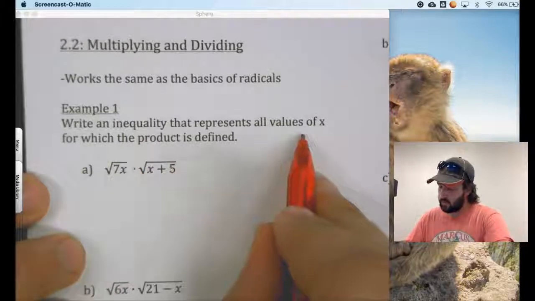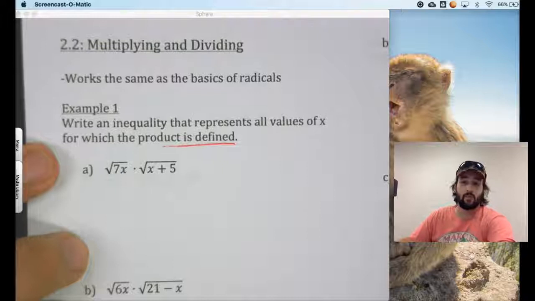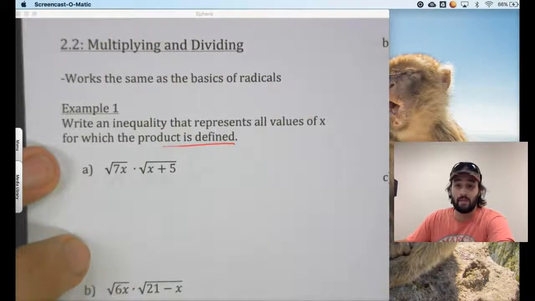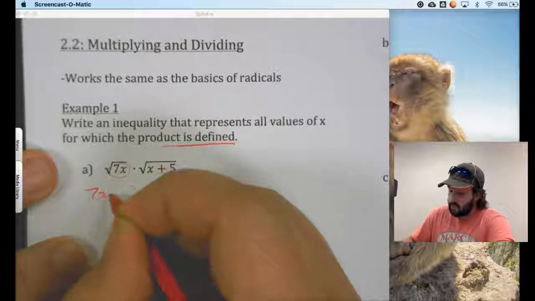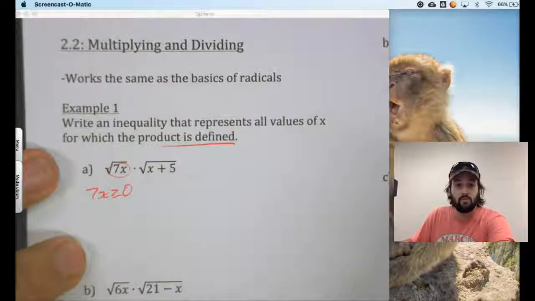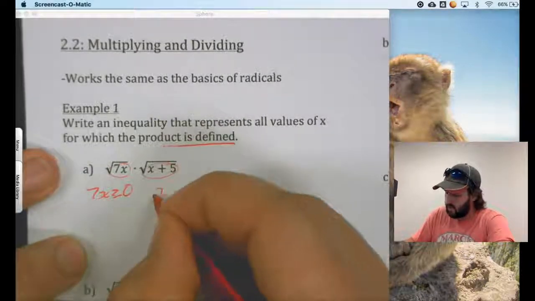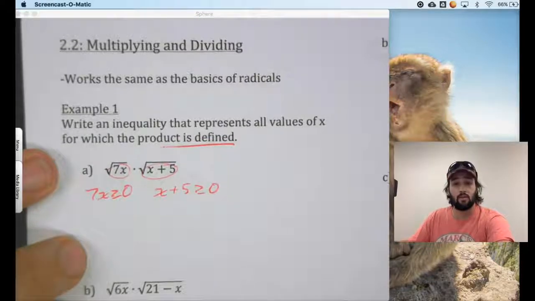Writing an inequality that represents all values of x for which the product is defined. So now, for square roots, just remember, if we have the square root of a negative number, that's when it's imaginary. So I just want a square root of a positive number. So what that means is this 7x needs to be greater than or equal to 0 so that we can actually define the square root. This x plus 5, we need to be taking the square root of positive numbers, so we need it to be greater than or equal to 0.